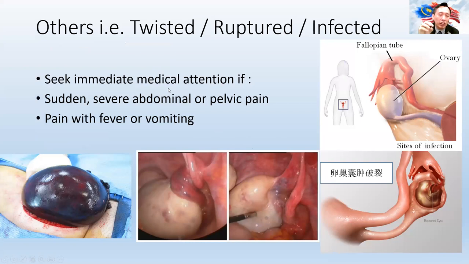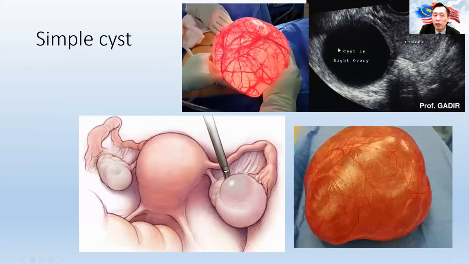So this is the ultrasound finding of a simple cyst. If this simple cyst is below 3 to 4 cm, you can keep the patient under observation. You can give the patient a trial of COCP, to see whether this suppression can resolve the ovarian cyst or not. If it's bigger than that, then you need to refer for operation.